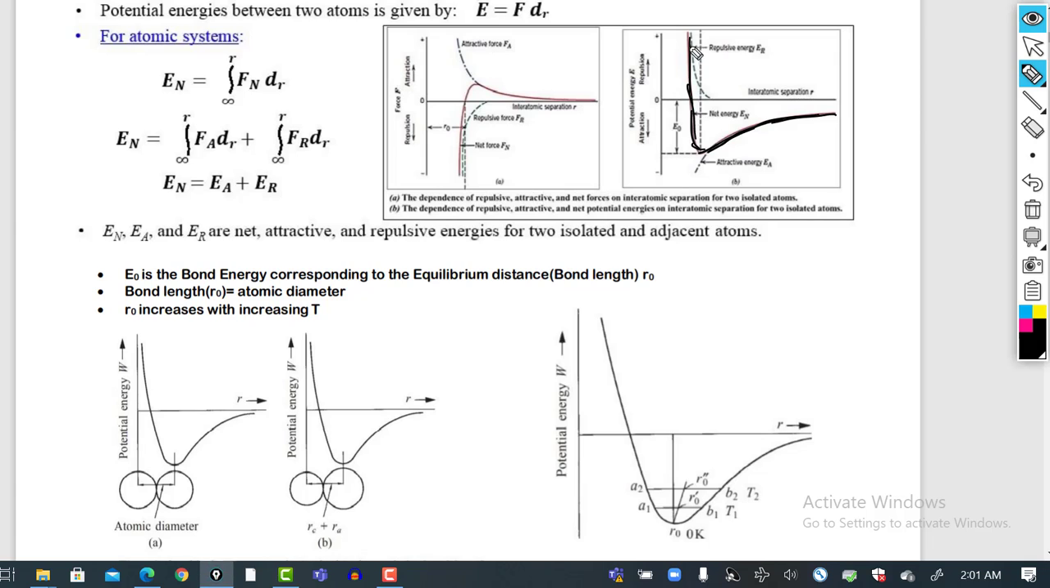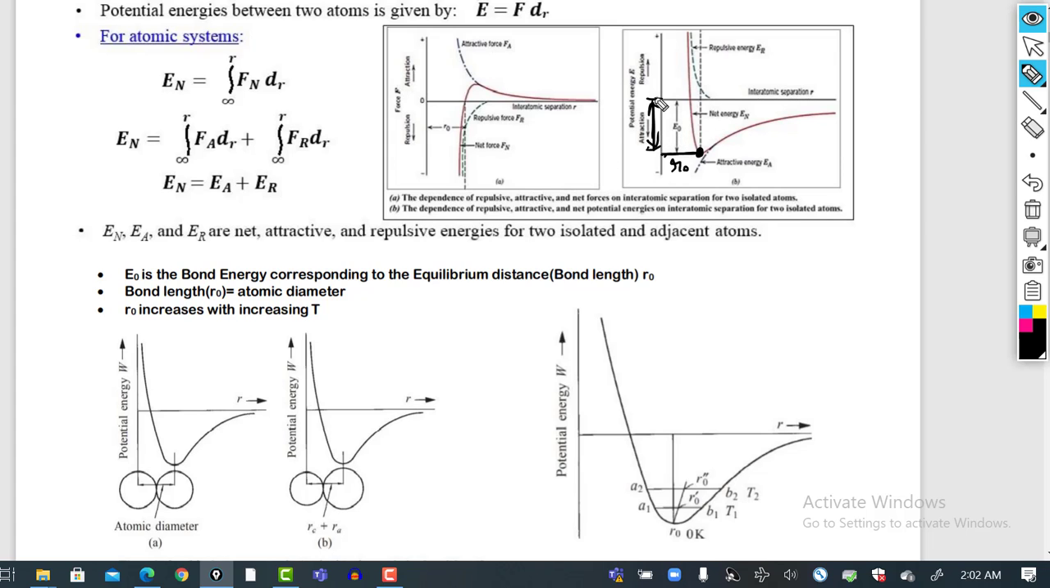If you combine them, initially the attractive energy is dominating, then the repulsive energy is dominating, so it goes up. So what is the equilibrium position here? Everybody wants to be in their minimum energy state. That is what we know from thermodynamics, right? So the minimum energy is going to be the equilibrium condition. This is going to be the equilibrium distance r naught, and of course this is the energy. So this is going to be E naught, or bond energy.